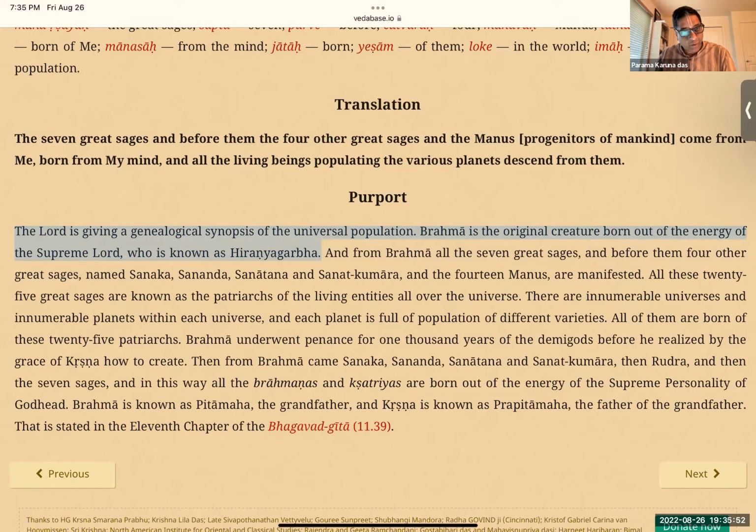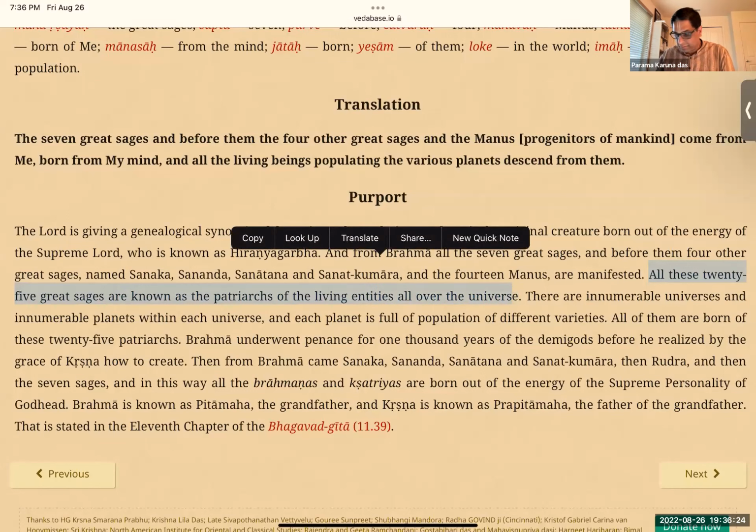Okay, so Brahmaji is born from the Supreme Lord. And from Brahma, all the 7 great sages, and then before them other great sages named Sanaka, Sanandana, Sanatana, and Sanat Kumar, the 4 Kumaras, and the 14 Manus are manifested. All these 25 sages are known as the patriarchs of the living entities all over the universe. So then there is more where Srila Prabhupada is writing more things.